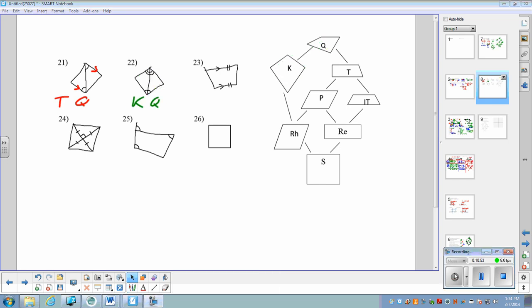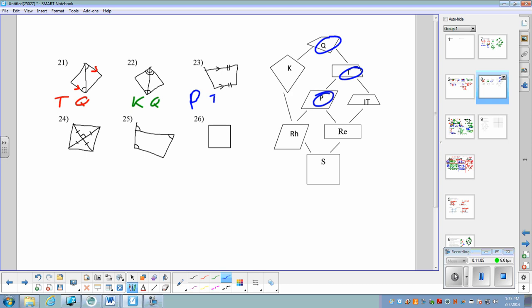Number 23, we have one set of opposite sides that is parallel and congruent, which is one of the 6 tests for is it a parallelogram, and we don't know anything else, so we're not going further down that diagram, because if it's anything else, we would have to see some more information there.